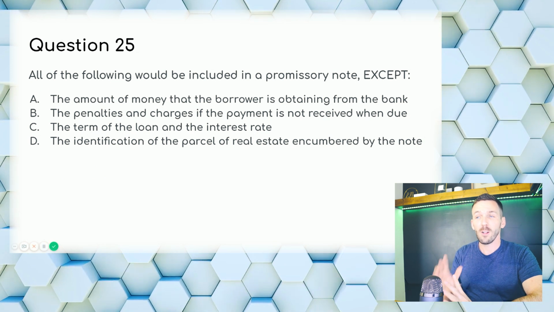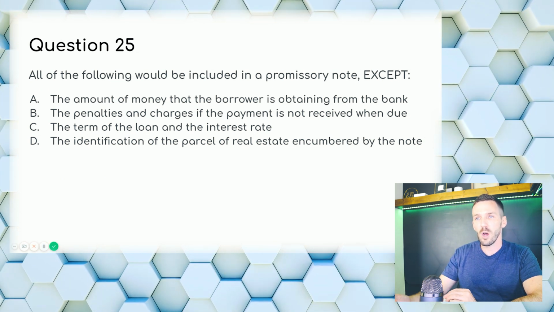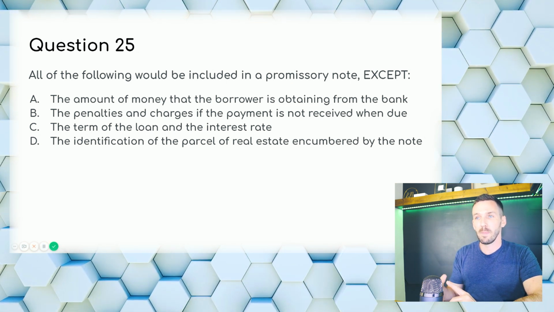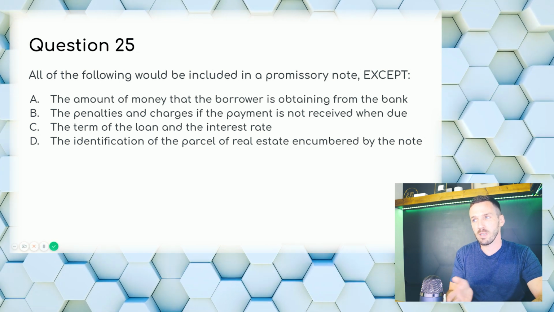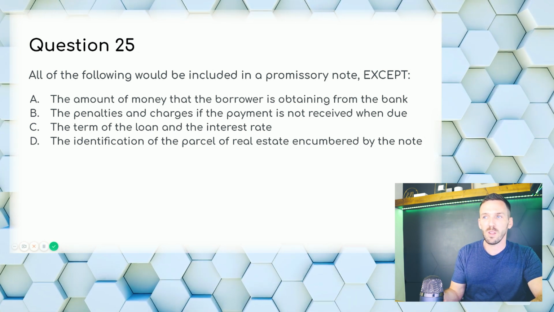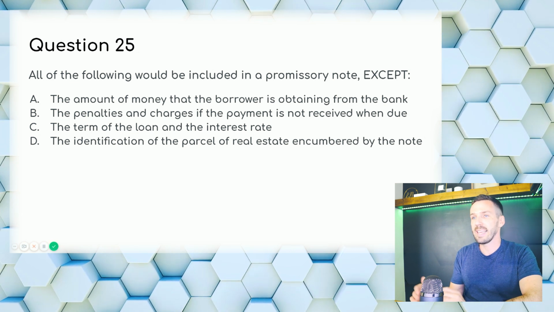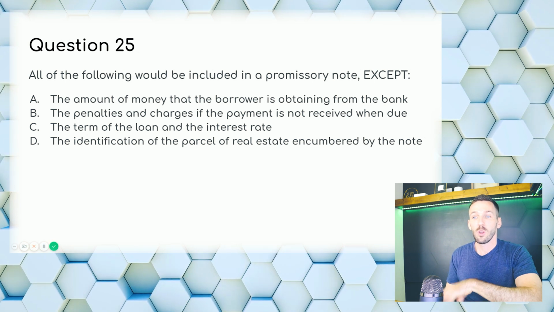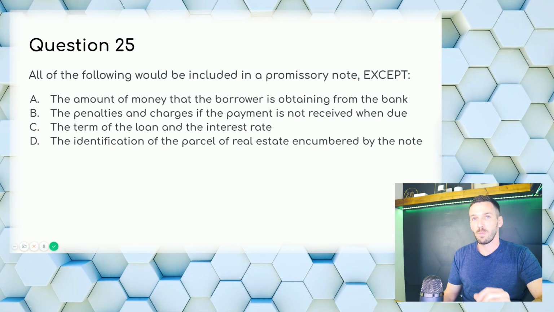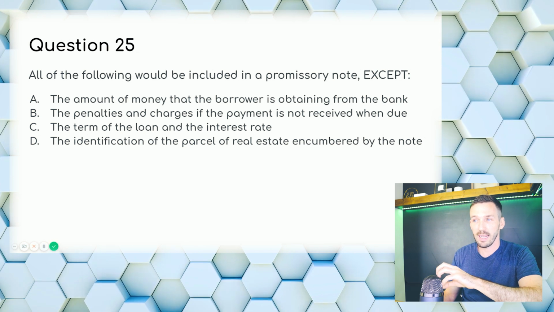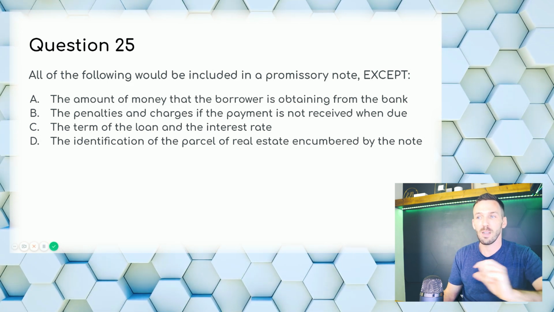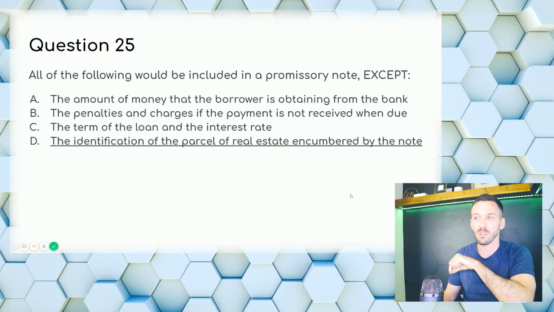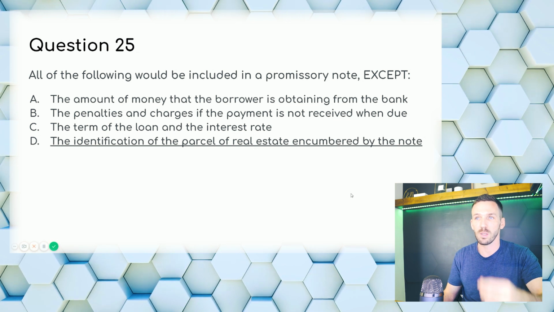Question 25. All of the following would be included in a promissory note except A, the amount of money that the borrower is obtaining from the bank. B, the penalties and charges if the payment is not received when due. C, the term of the loan and the interest rate. Or D, the identification of the parcel of real estate encumbered by the note. So a promissory note is a financial document. So A through C are correct. The mortgage or trust deed is the property description stuff. So D is the answer here. The identification of the parcel of real estate encumbered by the note.